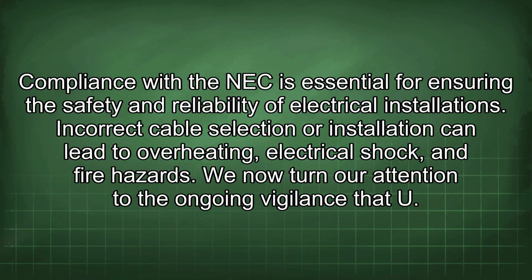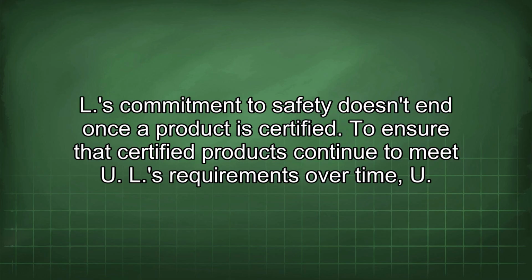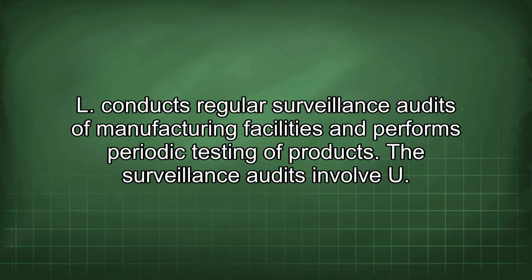We now turn our attention to the ongoing vigilance that UL maintains over certified products through surveillance programs. UL's commitment to safety doesn't end once a product is certified. To ensure that certified products continue to meet UL's requirements over time, UL conducts regular surveillance audits of manufacturing facilities and performs periodic testing of products.